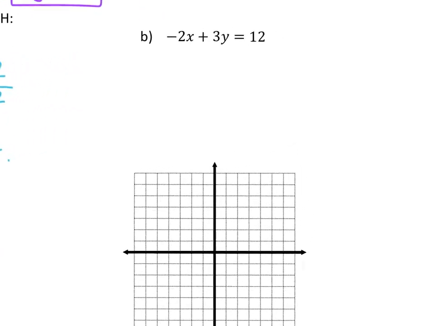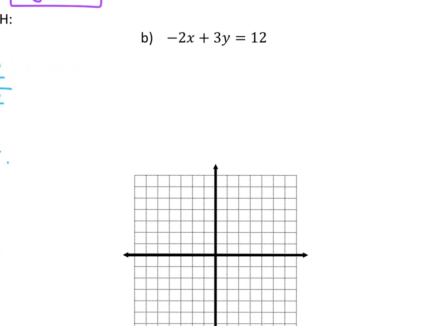Okay, so let's do this one. What are your two equations? Negative 2x equals 12 and 3y equals 12. Okay, you solve these and graph it, and then we'll check it.